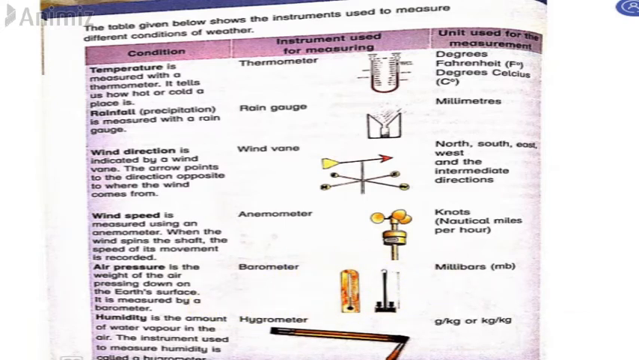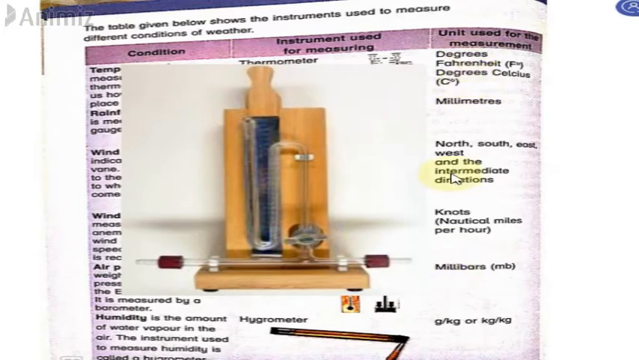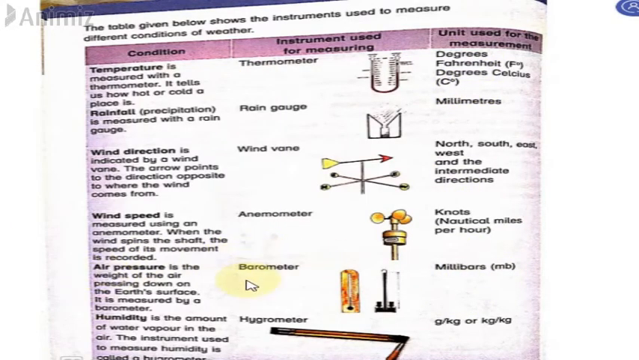Let me just show you a picture of it. So this is a barometer. This is a picture of a barometer. The units that we use are called millibars. So air pressure is measured in millibars with the help of a barometer.